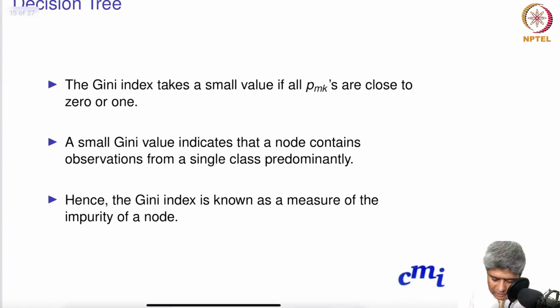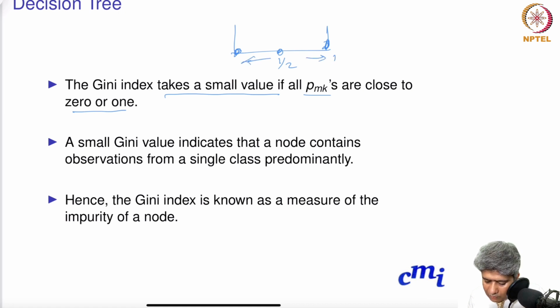So the Gini index takes a small value if all pmk are close to 0 or 1. If all the values are close to 0 or close to 1, then the Gini index will be very small. And if they are close to half, then the Gini index will be very high. So you would like all the values to be either close to 0 or 1, so you will try to reduce the Gini index. Hence the Gini index is known as a measure of impurity of a node.